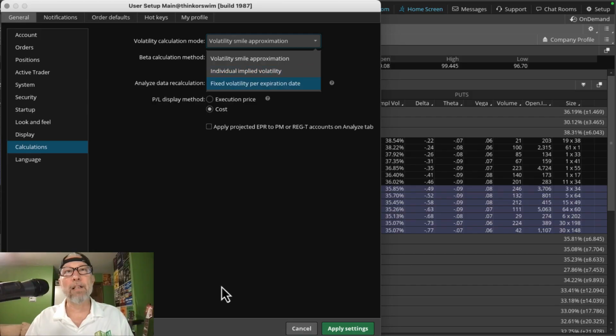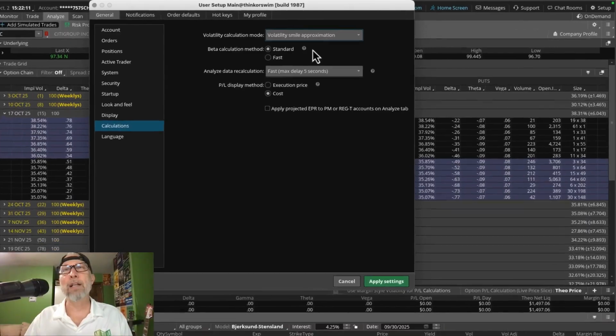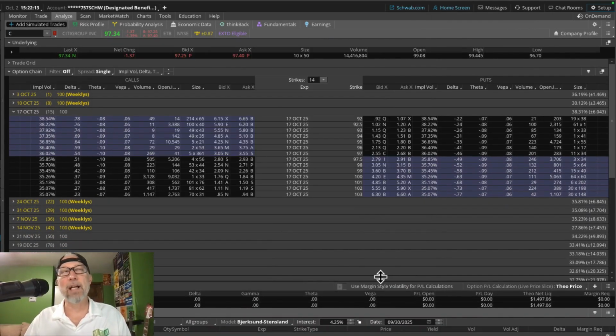Individual implied volatility means, well, if this one's market is this, the theoretical value is calculated in the middle, then the implied volatility would be this. But if this one happens to have a bid that's mid-market, that'll make the implied volatility on that one look higher, and the implied volatilities won't really make sense either. So we need to use volatility smile approximation, and we click Apply Settings.